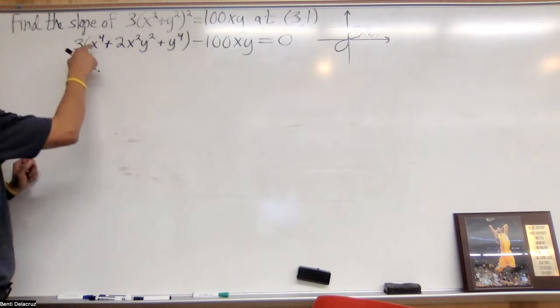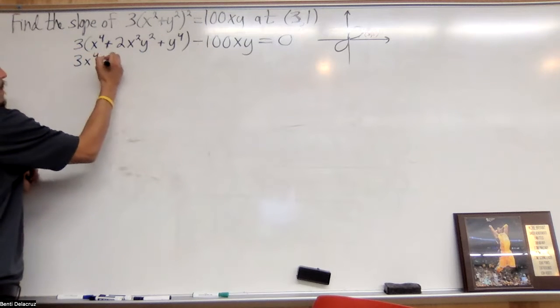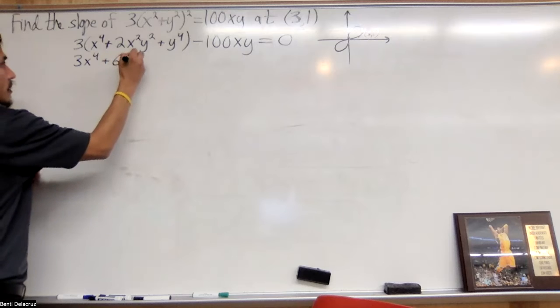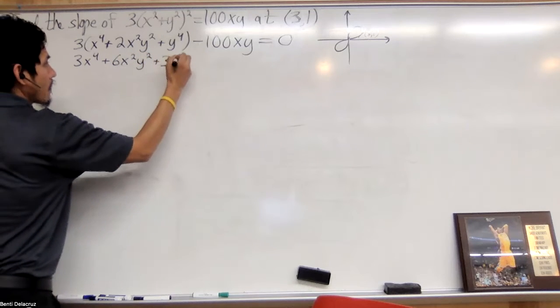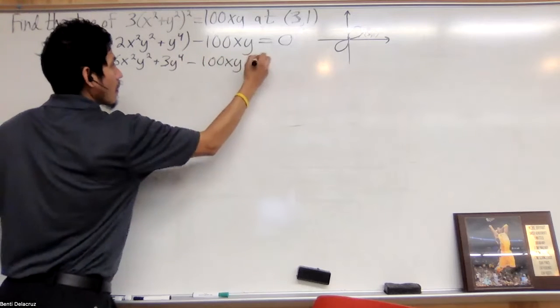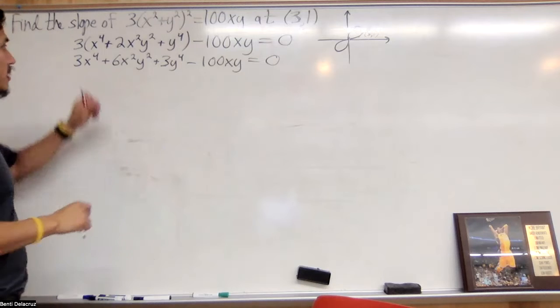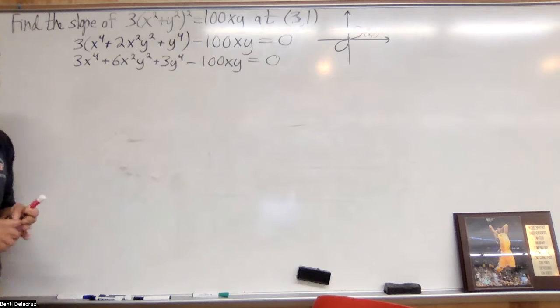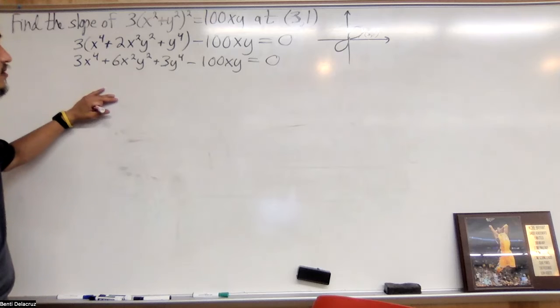And let's go ahead and distribute this 3 right now. So we'll get 3x to the 4th plus 6x squared y squared plus 3y to the 4th minus 100xy. Now, always check your algebra work at the beginning because it can screw you up down the road. It has done this to me a couple of times, unfortunately.